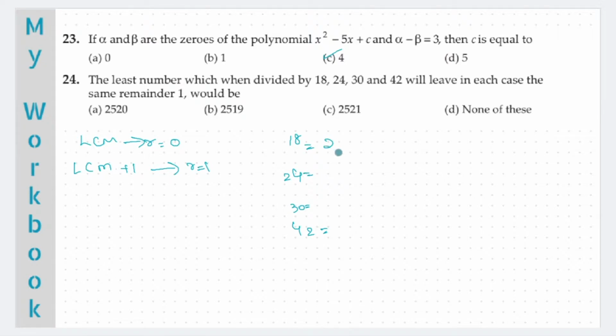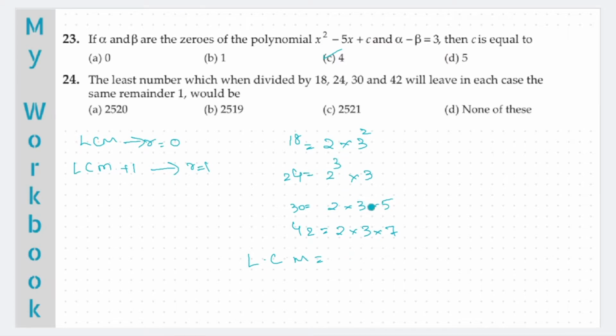18 is 2 into 3 square. 24 can be written as 2 cube into 3. 30 is 2 into 3 into 5. 42 is 2 into 3 into 7. So once we write down the prime factors, LCM can be found as the product of highest power of all the factors.